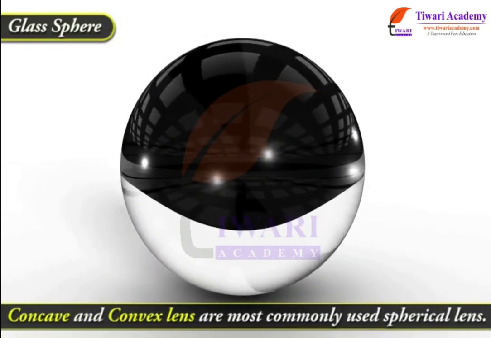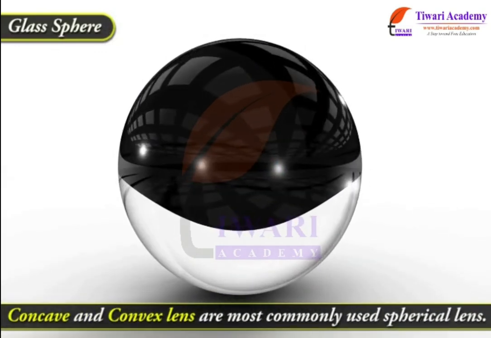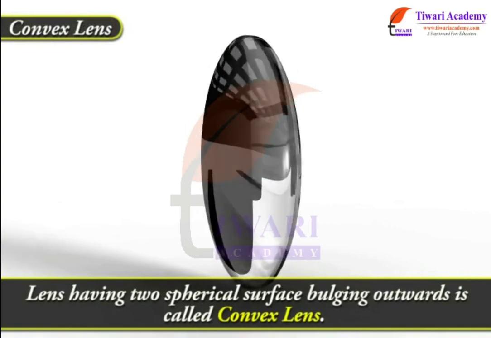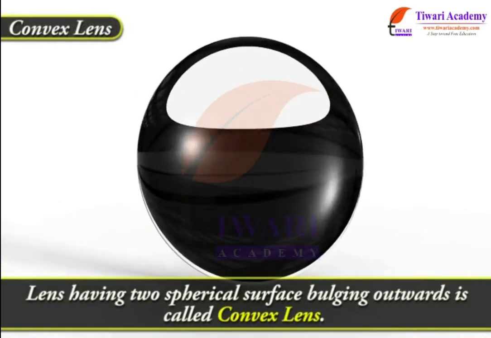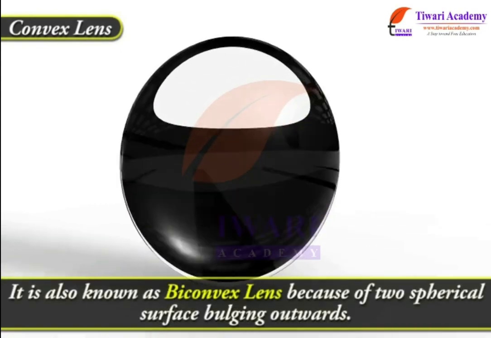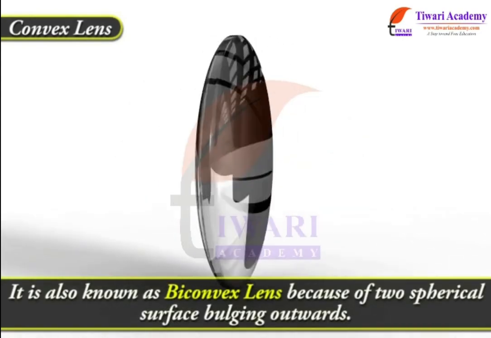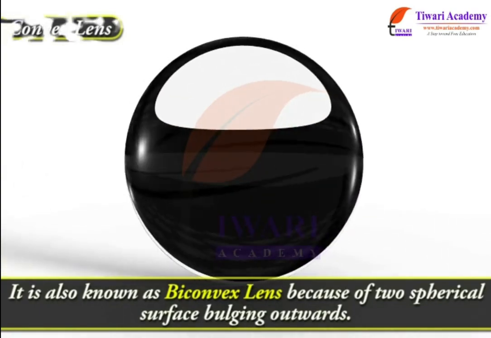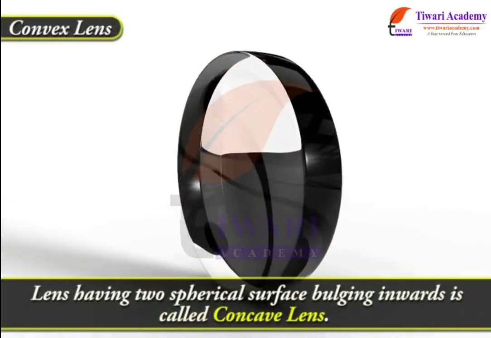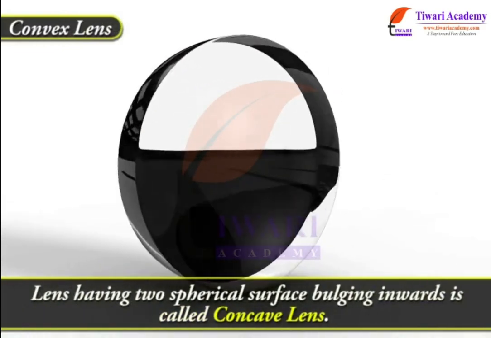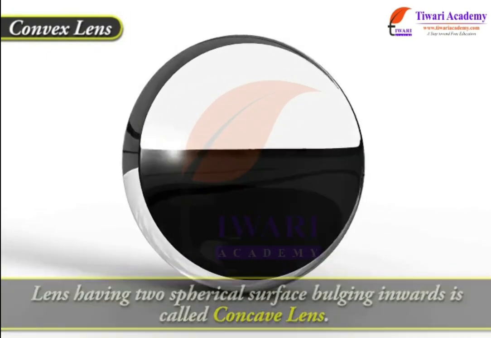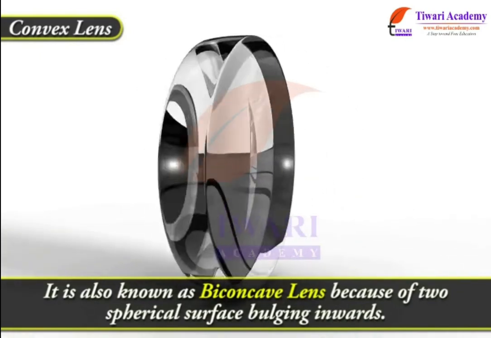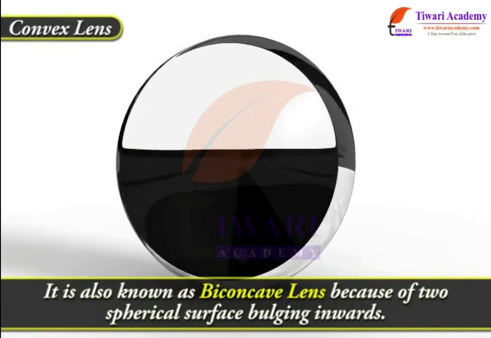Concave and convex lens are most commonly used spherical lens. Lens having two spherical surface bulging outwards is called convex lens. It is also known as biconvex lens because of two spherical surface bulging outwards. Lens having two spherical surface bulging inwards is called concave lens. It is also known as biconcave lens because of two spherical surface bulging inwards.